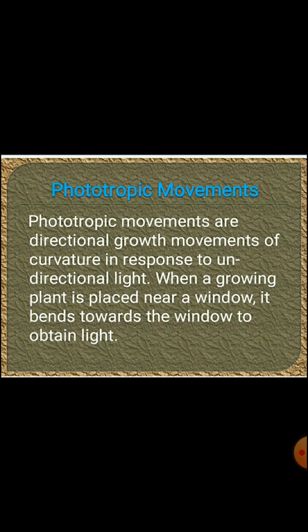First of all, we discuss phototropic movement. These are directional growth movements of curvature in response to unidirectional light. Means when a growing plant is placed near a window, it bends towards the window to obtain light. It means the region of photoperception, means which part receives sunlight, is the shoot apex, while the region of response is the area of shoot elongation, and the stimulus is sunlight. Clear?